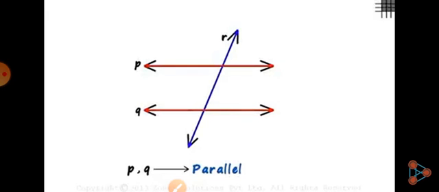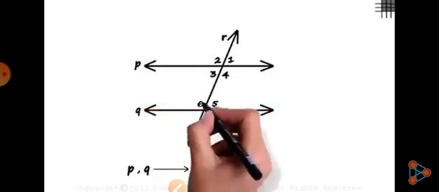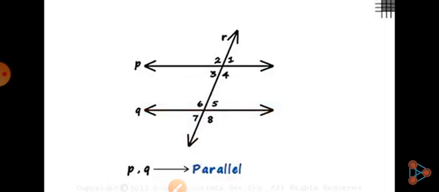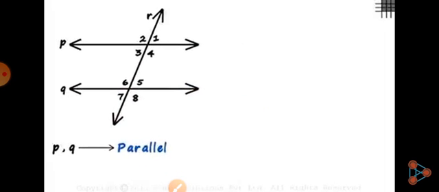lines. The transversal forms four angles with line P. Angles 1, 2, 3 and 4, and four angles with line Q. Angles 5, 6, 7 and 8. Let's move on to the first type of angles.